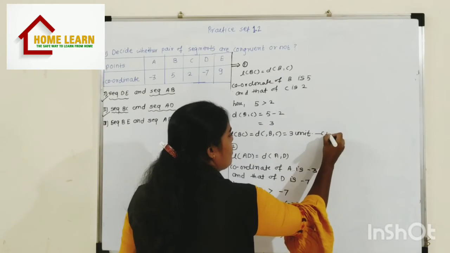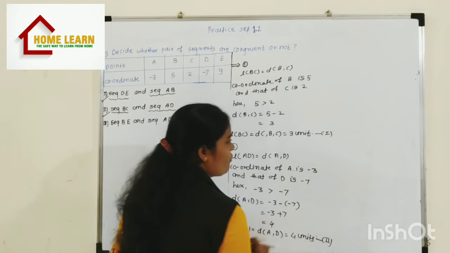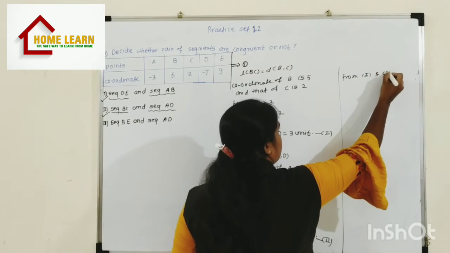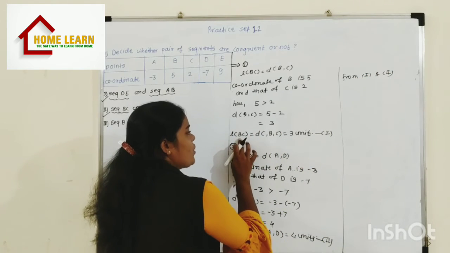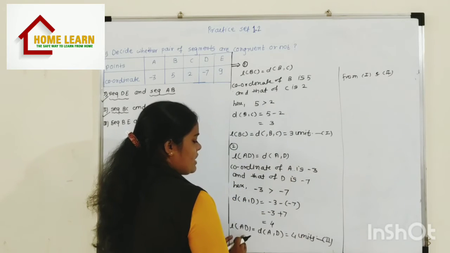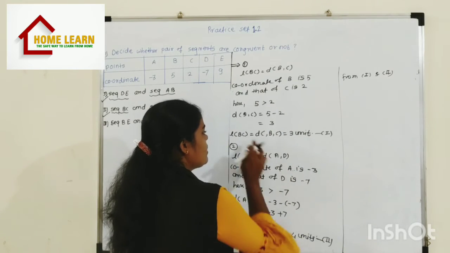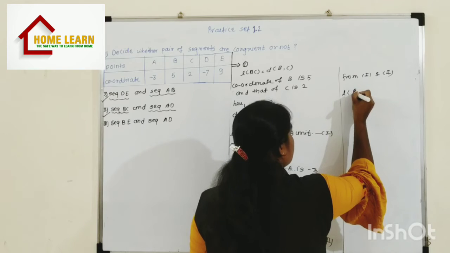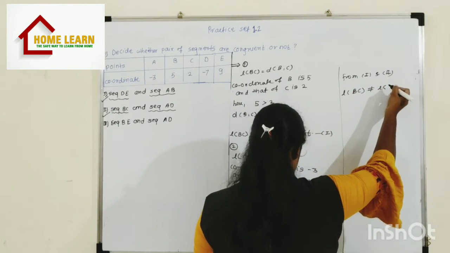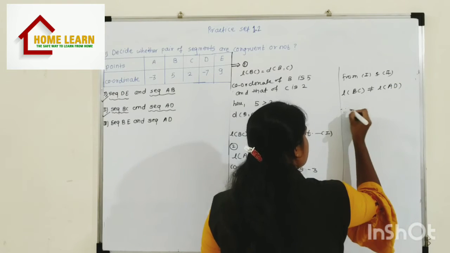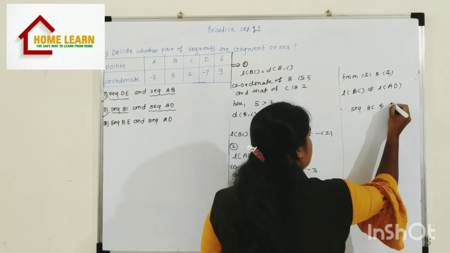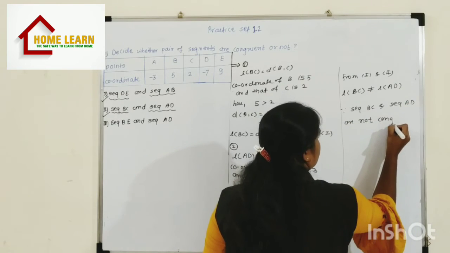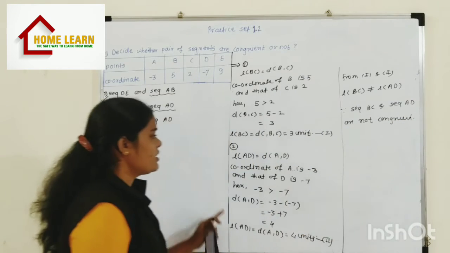Right here number 1 and here number 2. From 1 and 2 we can write, see here, the length of segment BC is equal to 3 units and the length of segment AD is equal to 4 units. So we can say that the length of BC is not equal to the length of segment AD. So right here the length of segment BC is not equal to the length of segment AD. Hence segment BC and segment AD are not congruent. This is the second one.